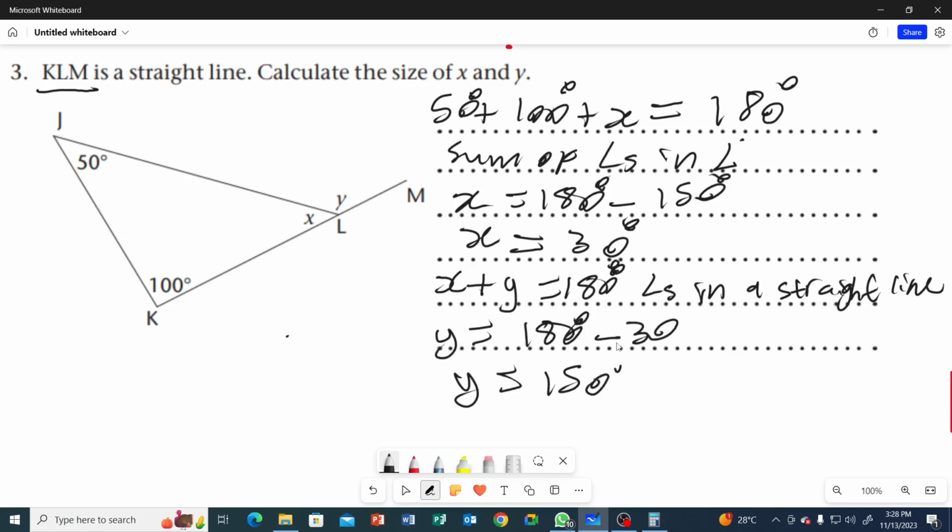Now, if you take note, this y is the same as if you add the two opposite interior angles of this triangle. There's a theorem about that. The exterior angle of a triangle is equal to the sum of the two opposite interior angles, which is this 100 and that 50 over there.